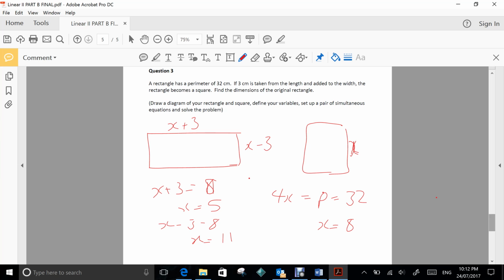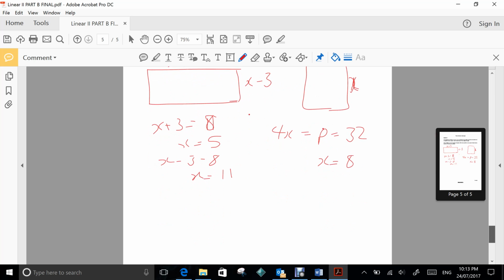So find the dimensions of the original rectangle. We've done that. And in fact, we didn't even need to solve simultaneous equations for that. We could just realise that the perimeter of the square is going to be the same as the perimeter of the rectangle, and the perimeter of the square being 32 means x is going to be 8. Each side is going to be 8. So if you'd taken 3 off a side and put it on another, the original lengths must have been 11 and 5. It's kind of a weird question, actually. It's a super easy one.